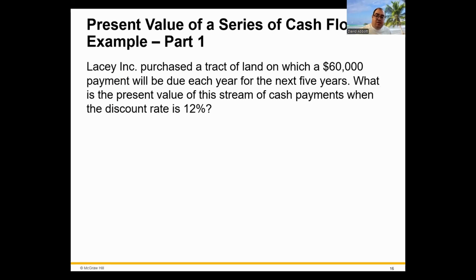So let's look at Lacey Inc. They are looking to purchase attractive land, which is a $60,000 payment that would be due each of the next 5 years. So each year they would have to pay $60,000 for 5 years. What is the present value of this stream of cash payments if the discount rate is 12%?